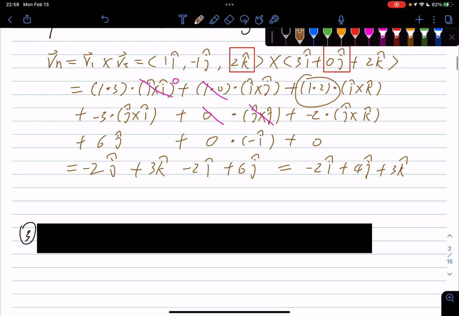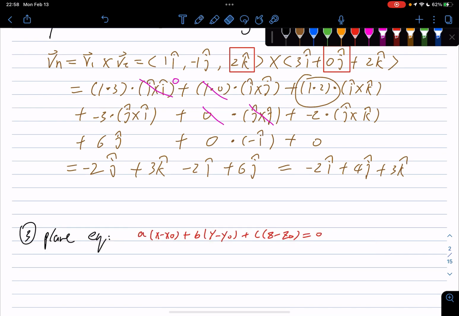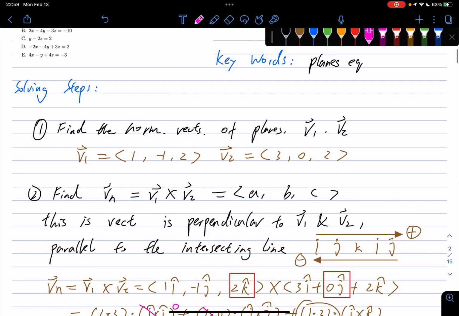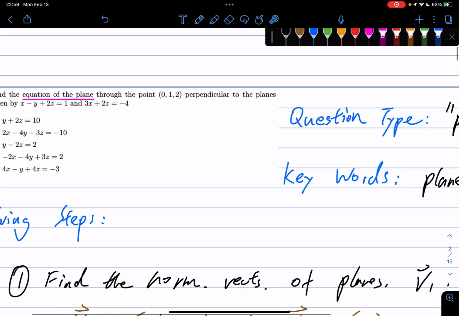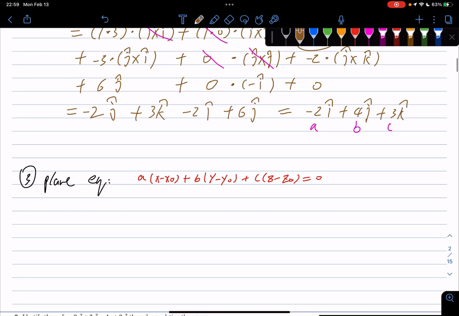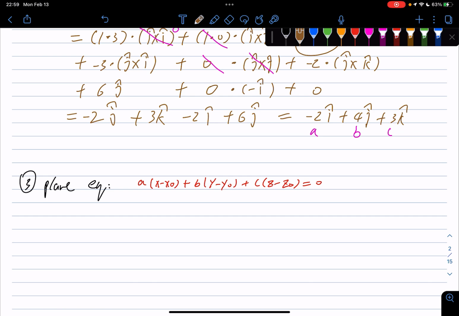So finally, we have the normal vector, and we can apply the plane equation, which is demonstrated as follows. The A, B, C is going to come from the normal vector components, and then x0, y0, z0 is going to come from the point of interest right here. So it's going to be 0, 1, 2. Plugging all of this in, we're going to end up with -2x minus 0 plus 4 times y minus 1 plus 3z minus 2 equals 0.